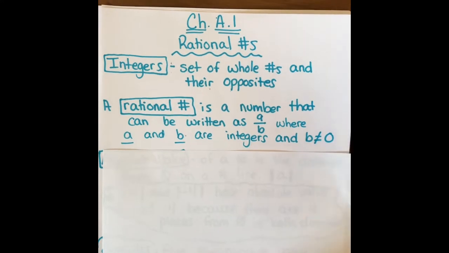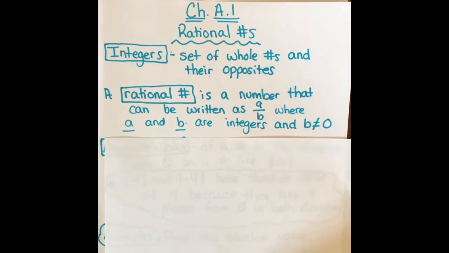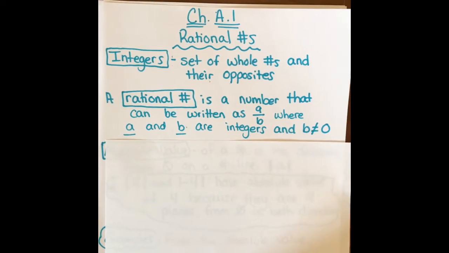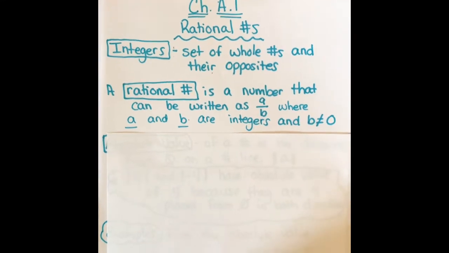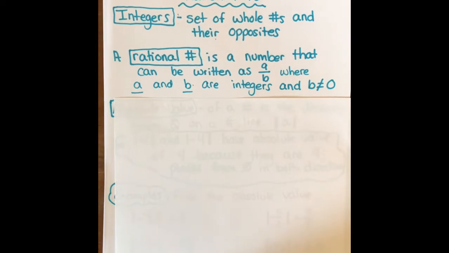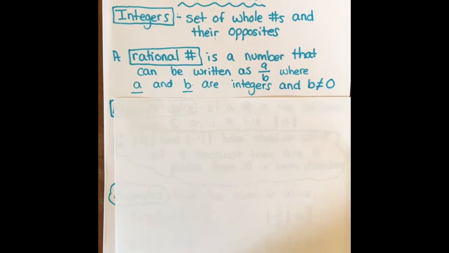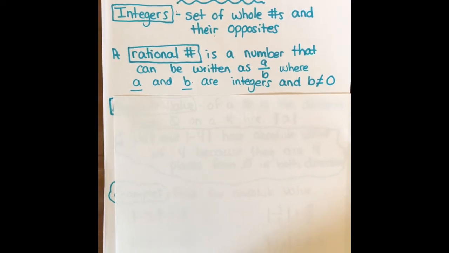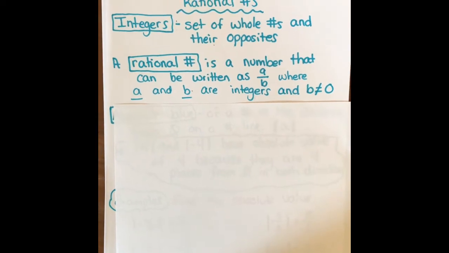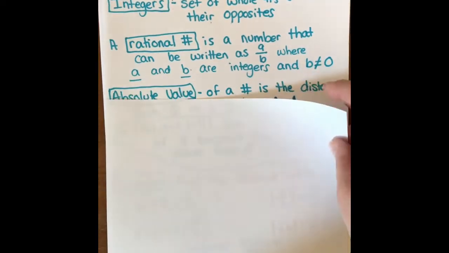Rational numbers. A rational number is a number that can be written as a divided by b, where a and b are integers and b cannot equal 0. I like to think of rational numbers as the numbers in between whole numbers that are positive and negative. So like negative decimals, negative fractions, negative mixed numbers. Those are going to be your rational numbers. You'll also see square roots of a number when you get further along in your math.